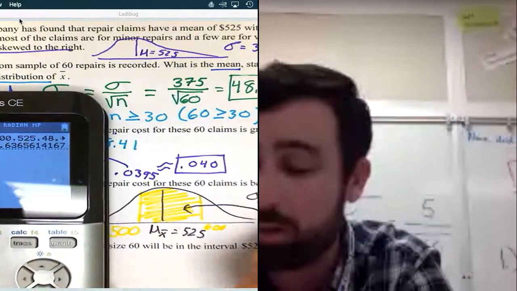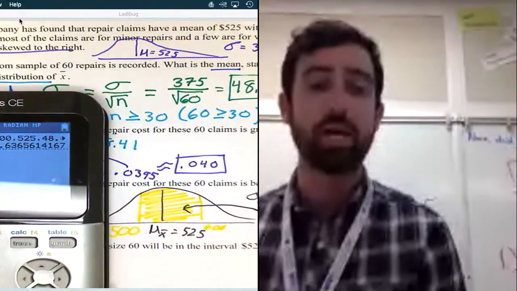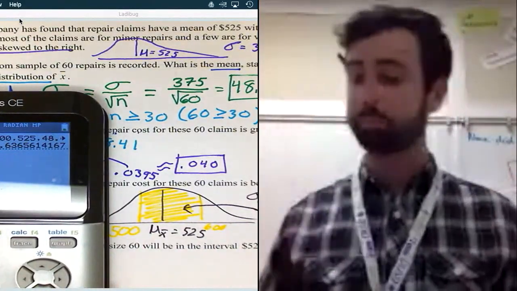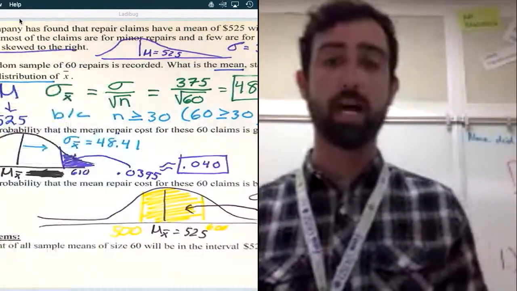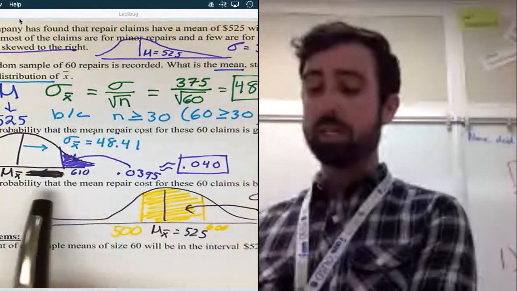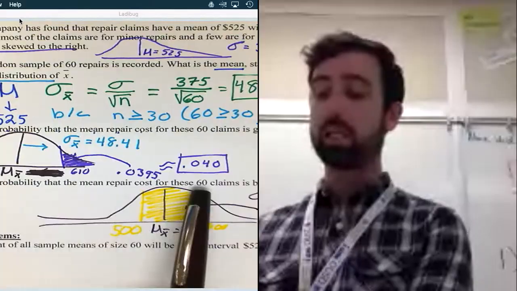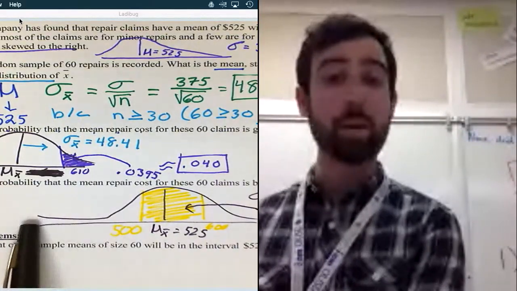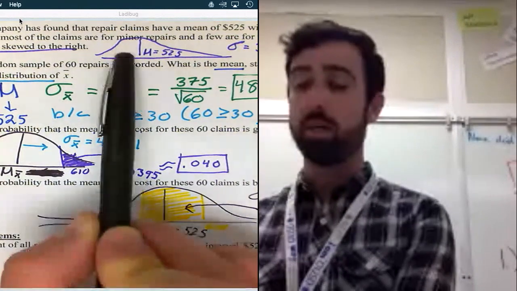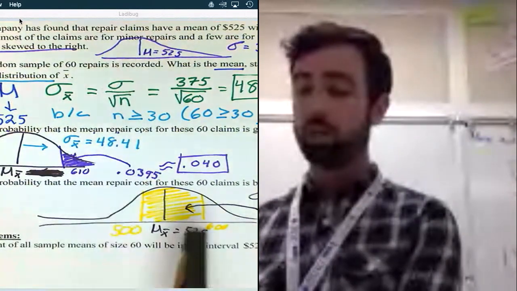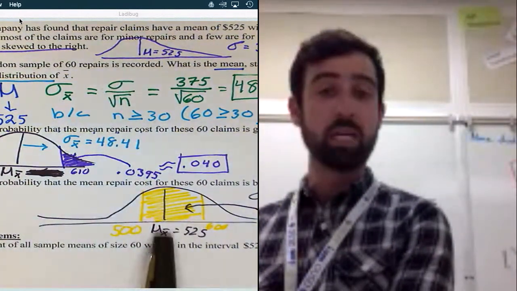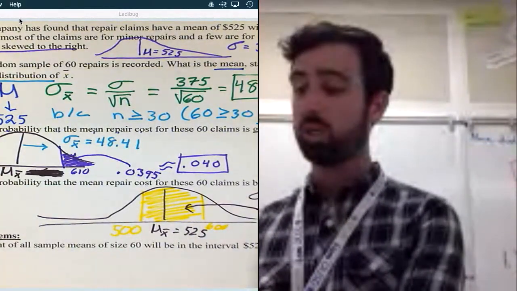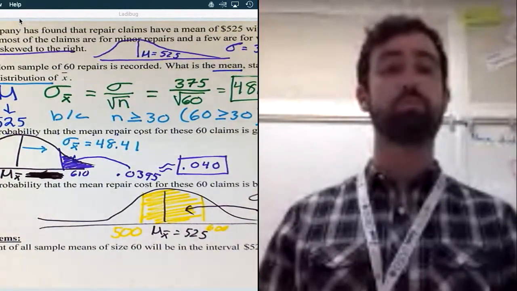Remember, I told you to round to the third decimal spot on the AP exam. You will be fine if you round to the third decimal spot. So let's go back to what the question asked. What's the probability that the mean repair cost for these 60 claims is between 500 and 600? So we're talking about the sampling distribution, not the population distribution. So we use our mean for our sampling distribution, our standard deviation for our sampling distribution, and we get our probability.